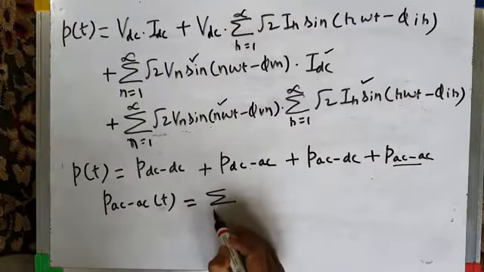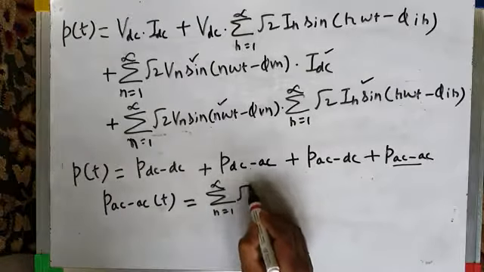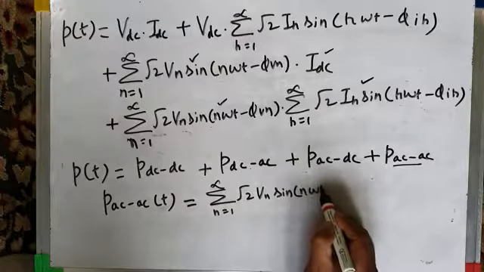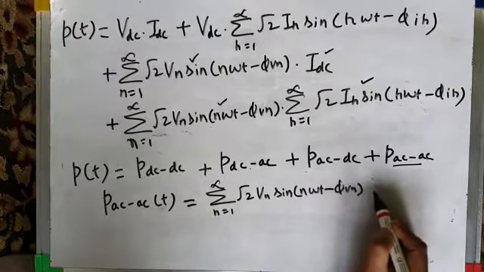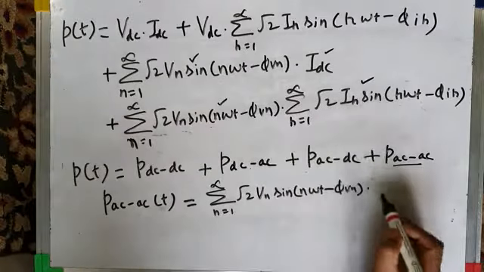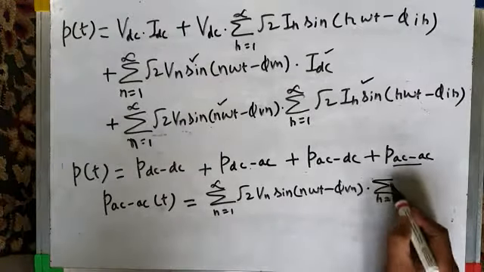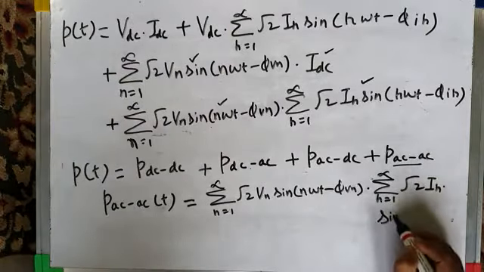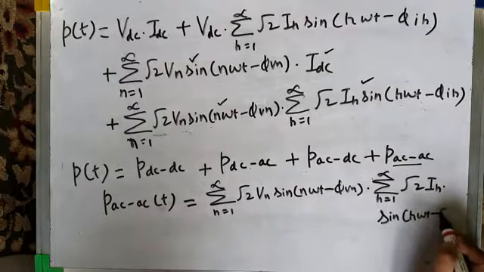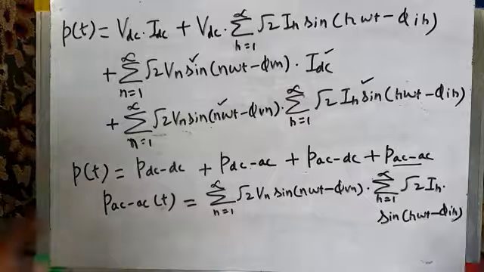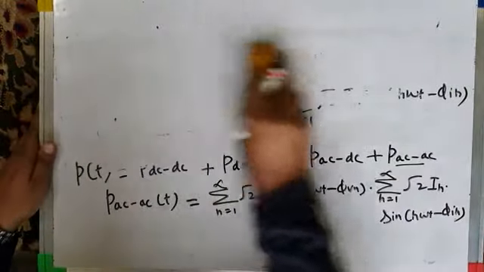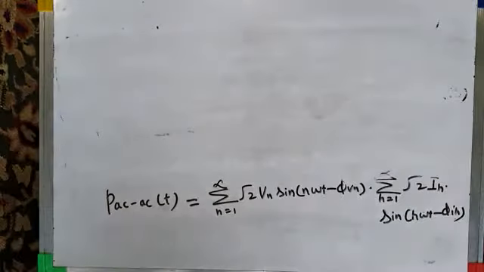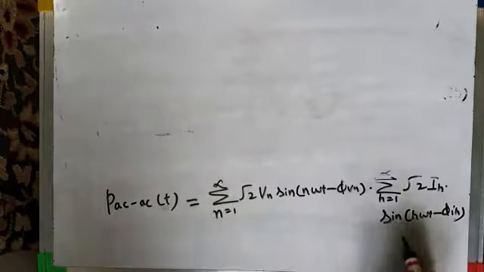That is the summation n equal to 1 to infinity of root 2 V_n sine of (n omega t minus phi_Vn), into the summation h equal to 1 to infinity of root 2 I_h sine of (h omega t minus phi_Ih). Now it is very interesting to see that in this equation you have n equal to 1, this is n, and this is h.